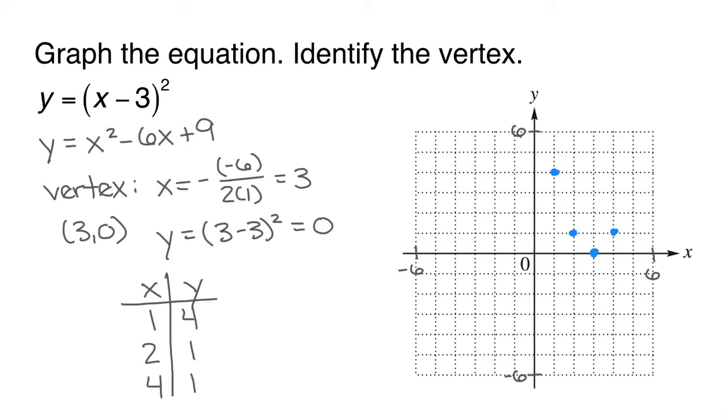And we'll also note that our vertex at 3, 0 tells us that we have an axis of symmetry at x equals 3. We can draw a vertical dashed line at x equals 3 so that we can more easily see the symmetry. Our parabola will be symmetric over this line. And therefore, we know that because we have the point 1, 4, we also have the point 5, 4. Now we draw a smooth curve through these points to graph the equation.